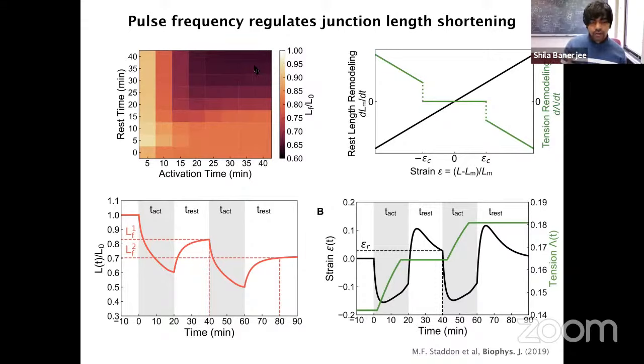Because if you wait longer before applying the second pulse, the system has enough time to sort of lose all mechanical memory. And then it can again contract, right? So you need to give the system some refractory phase where it can sort of forget its mechanical response, okay?